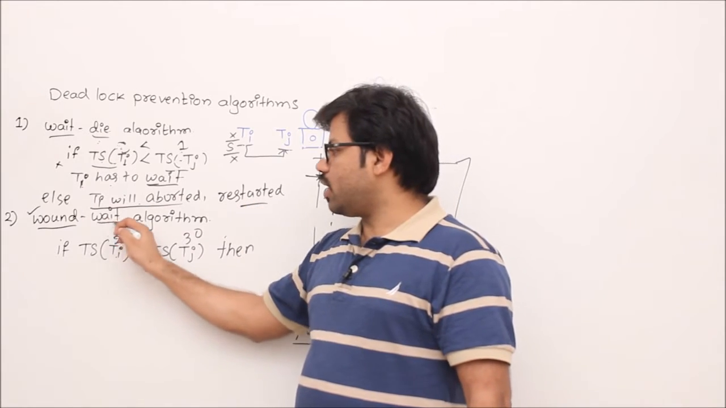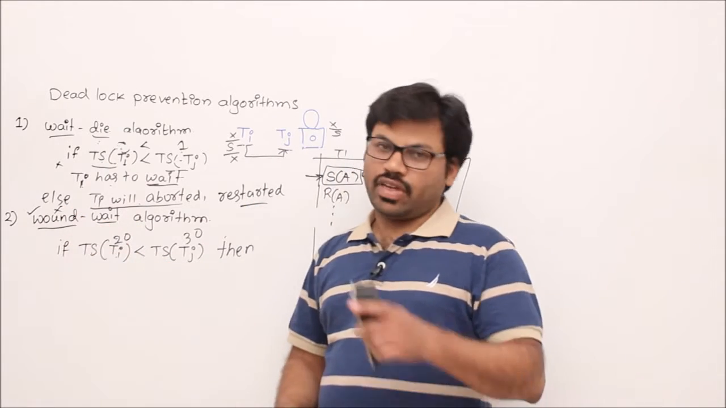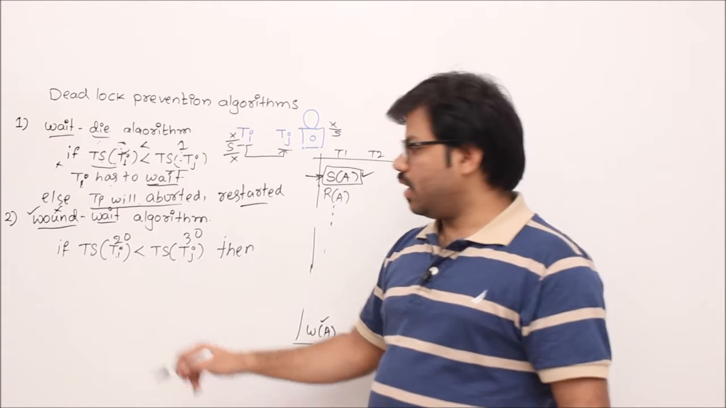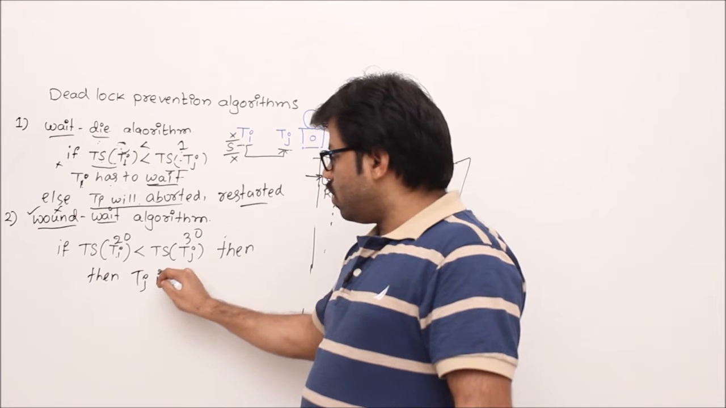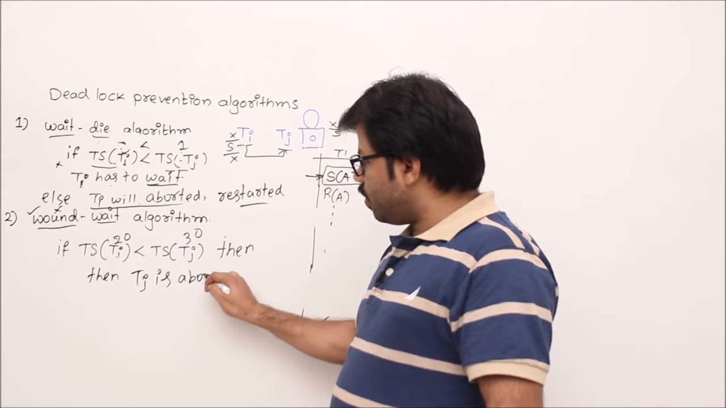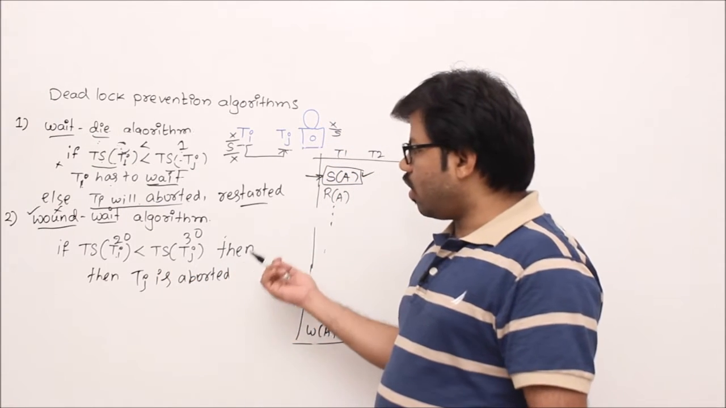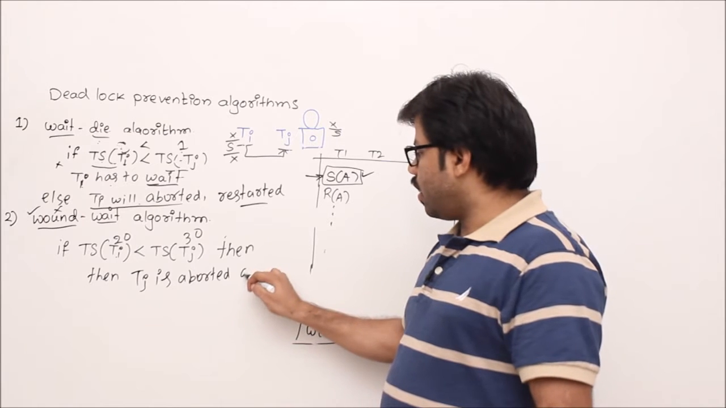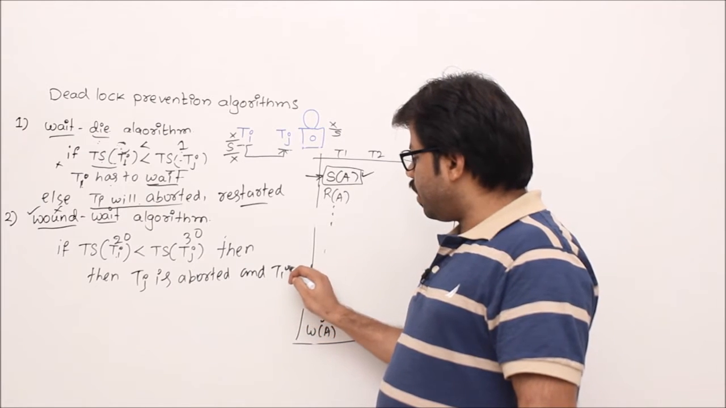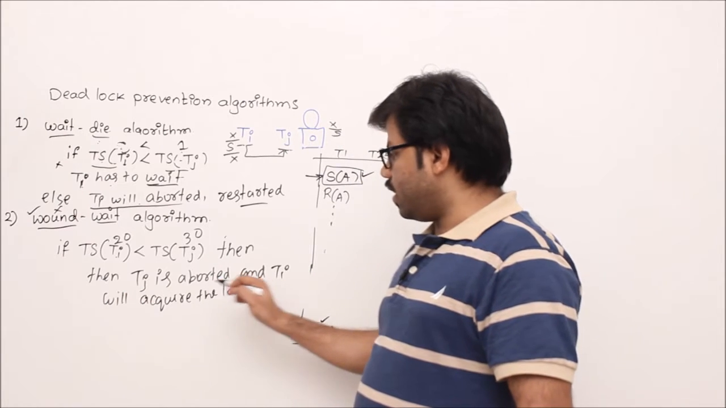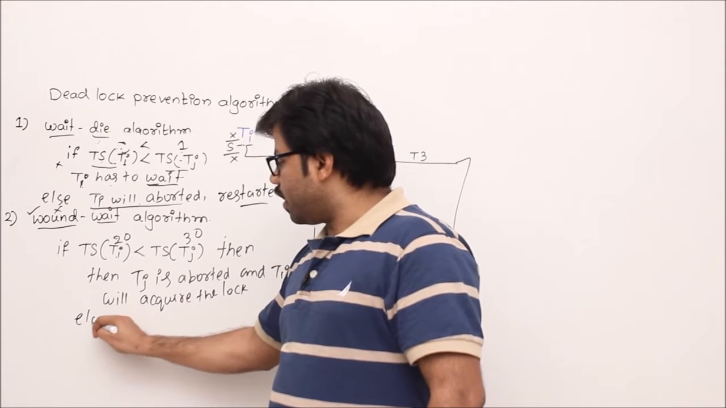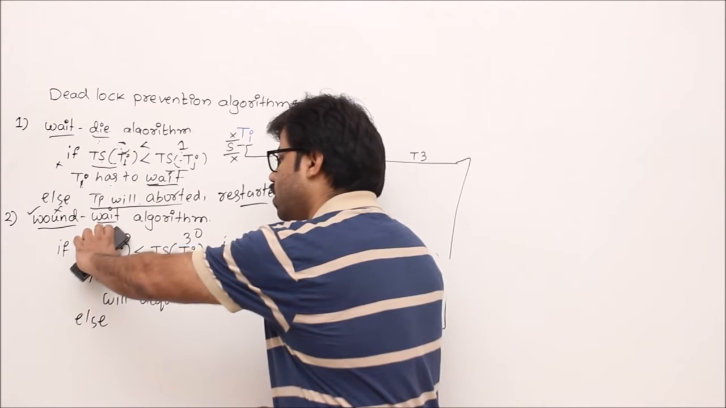Then what is the opposite of wait? Wound. That means we have to cancel TJ. Then here TJ is aborted, and the lock is given to TI, and TI will acquire the lock. Now the second case is the else part. The else part is where this condition is false.